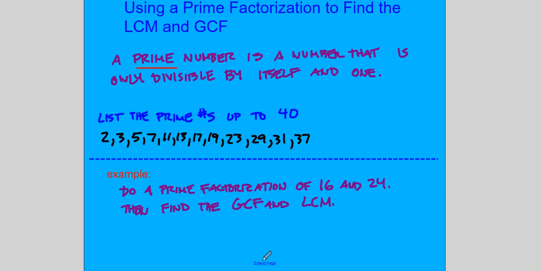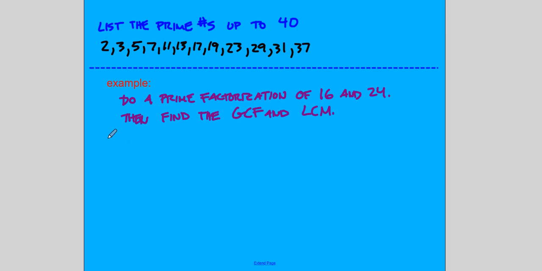So let's demonstrate how you do a prime factorization. Let's say I want to do a prime factorization of 16 and 24, then find the greatest common factor and least common multiple. So 16, what we do is we start by breaking it up into something. You could do 2 times 8 or you could do 4 times 4. You make a little factor tree. Call this a factor tree.